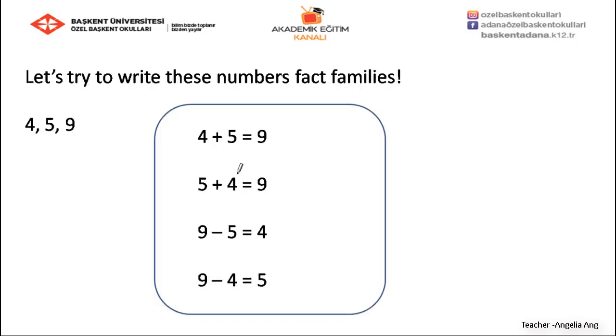Let's try to write these numbers' fact families. Look at numbers 4, 5, and 9. We can do it like this. 4 plus 5 equals 9. 5 plus 4 equals 9. 9 minus 5 equals 4. 9 minus 4 equals 5. These are the fact families for numbers 4, 5, and 9, addition and subtraction.